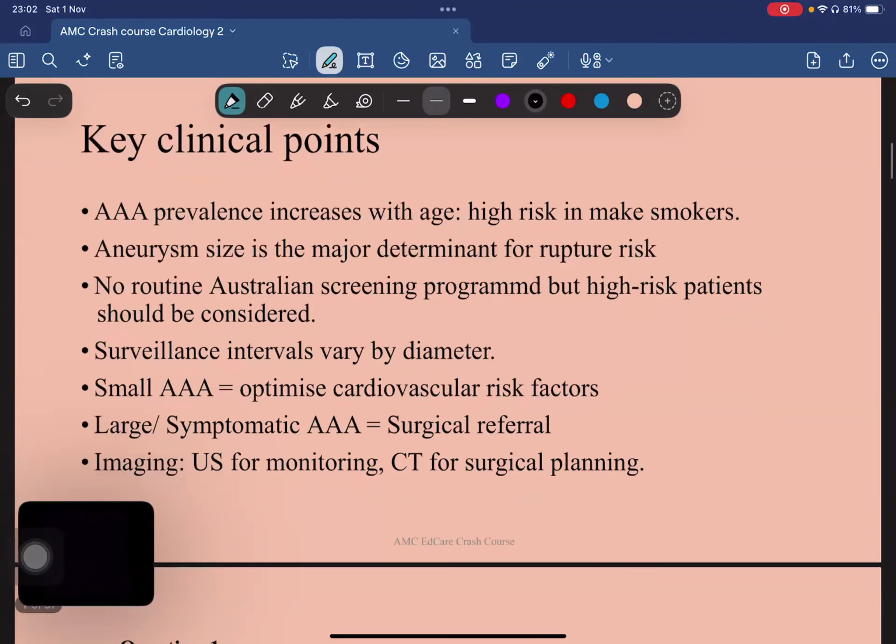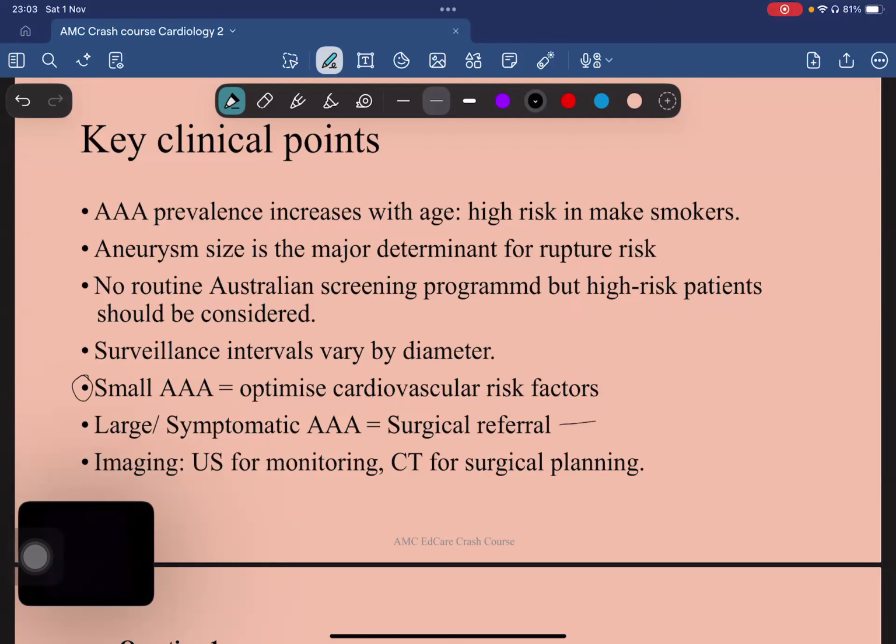The other thing that we should also know is that for small abdominal aortic aneurysms, we optimize the cardiovascular risk factors. We just spoke about it. We would manage blood pressure, manage lipids, advise to stop smoking, and all of that would be for small and asymptomatic ones. Just remember asymptomatic as well. So for asymptomatic ones, we would control the cardiovascular risk factors. And when it comes to large and symptomatic ones, we would go for surgical referral.